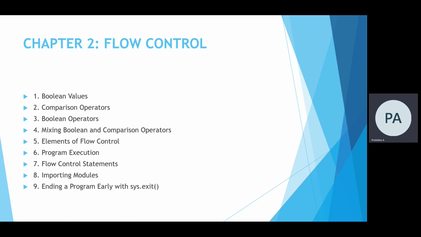So today we'll be discussing chapter 2 of Python. The concept to study is all about flow control. Here we'll be looking into Boolean values, comparison operators, Boolean operators, mixing Boolean and comparison operators, elements of flow control, program execution, and flow control statements, importing modules. Then we'll have the exit function. So these are the things we'll be covering in chapter 2.